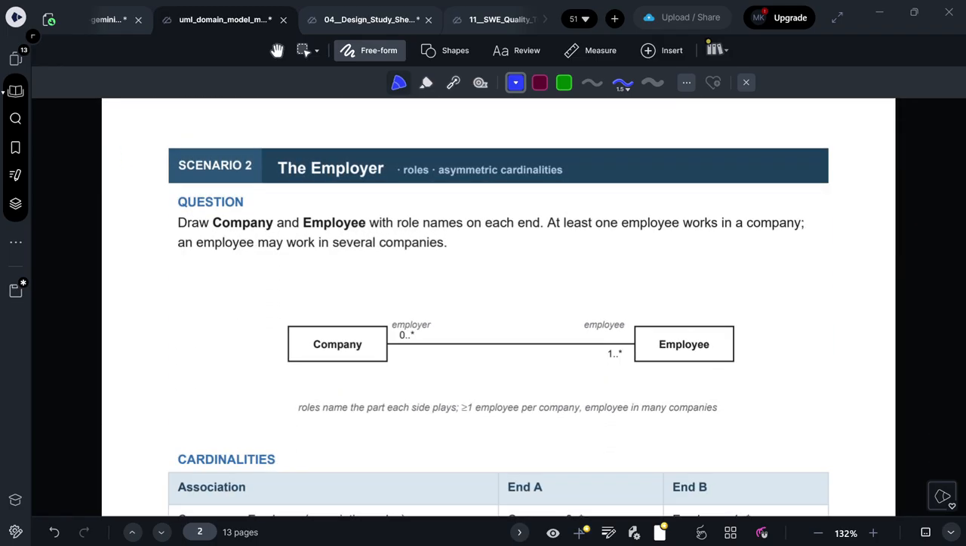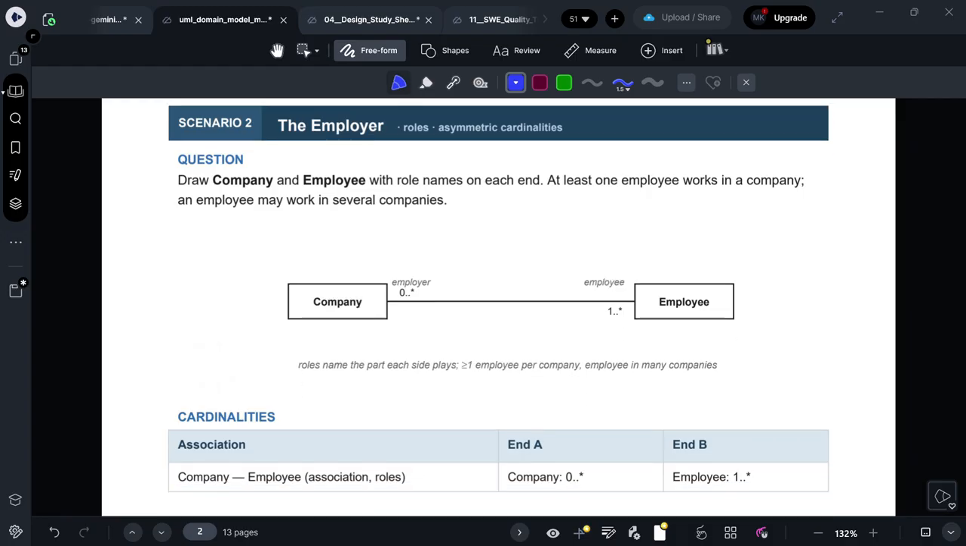Then we have draw company and employee. We have company entity, we have employee entity with role names on each end. At least one employee works in a company, and an employee may work in several companies. So at least one employee works in a company, one to many, and then a company can have 0 to many employees.